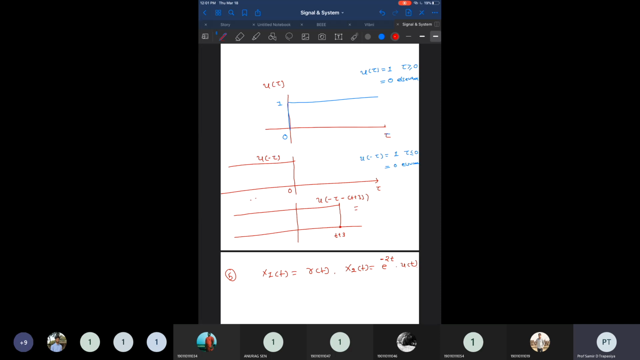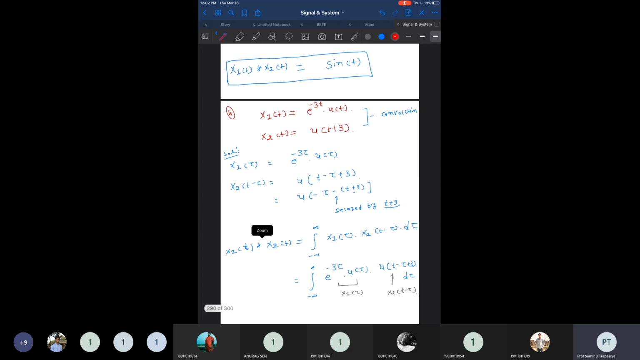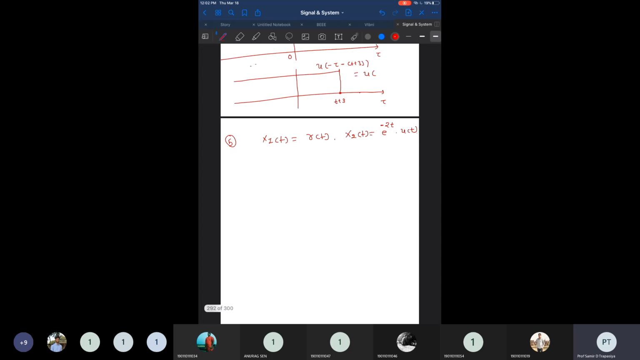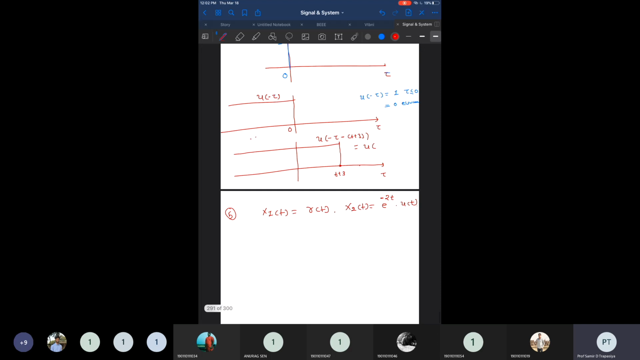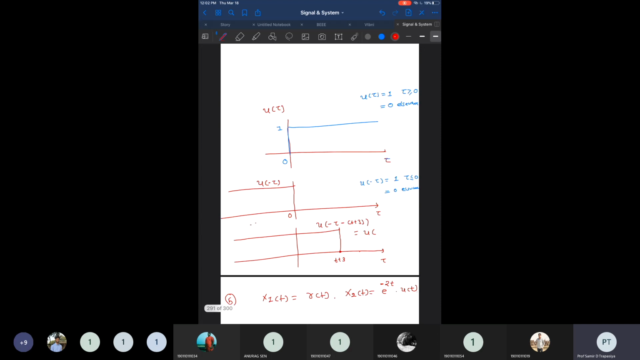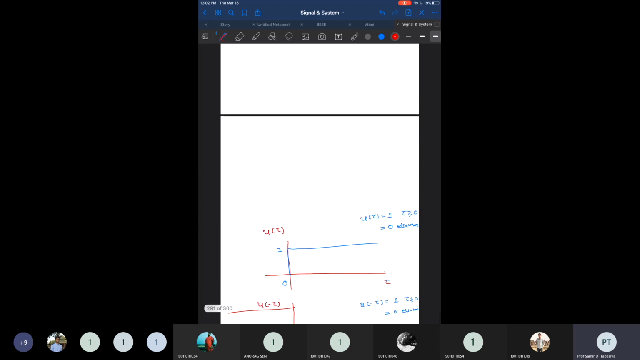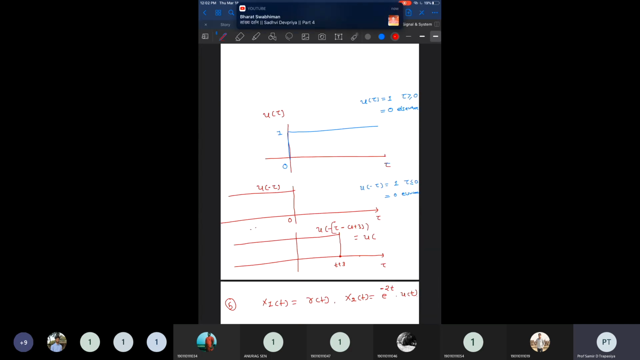And after the delay by t plus 3, we can represent the signal as u of t minus tau plus 3. So that is, if it is delayed by some amount, and after producing the signal, it becomes u of minus tau plus t plus 3, right?